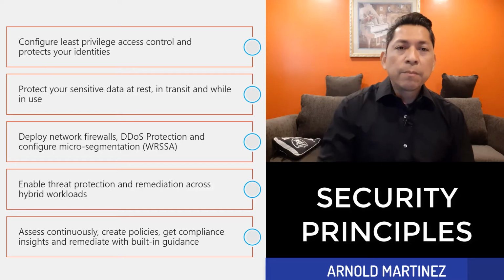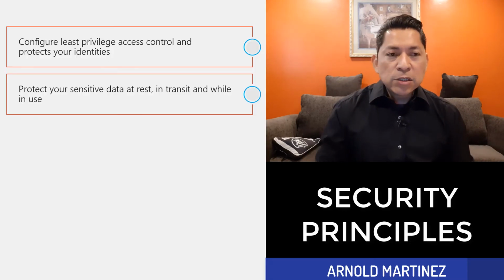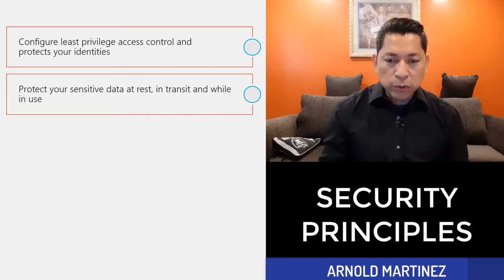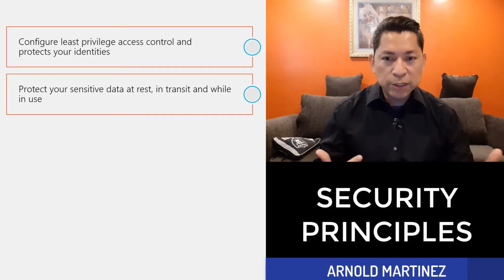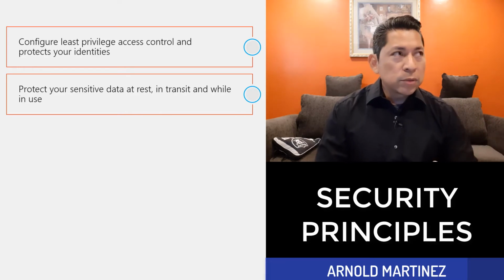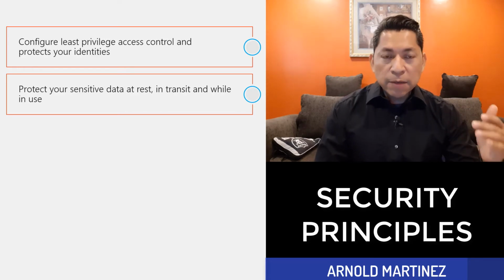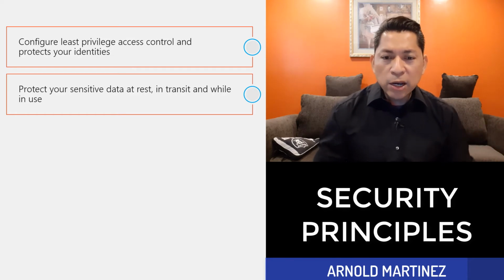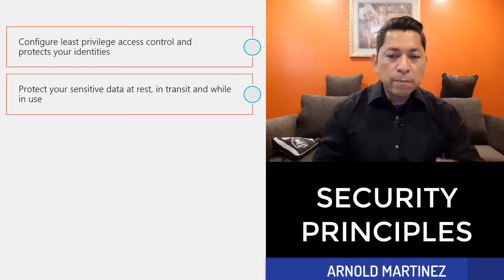The principle number 3 is to protect your infrastructure in terms of your network. Network firewalls, IDS, IPS, those are the things that you also need to have. Denial of service protection, and also configure, for example, microsegmentation.